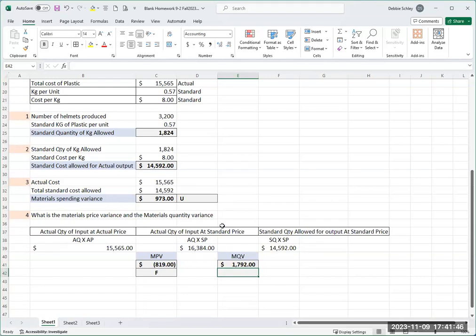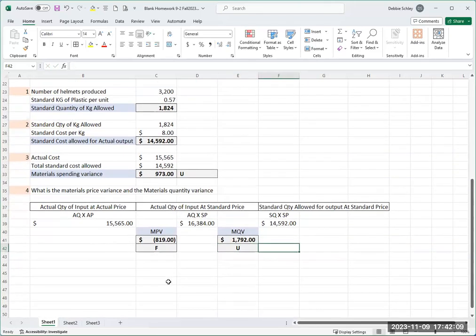And the actual quantity right there tells me this is what actually happened. The SQSP, this is what I thought would happen. And so actual is more than what I thought would happen. So that is unfavorable.